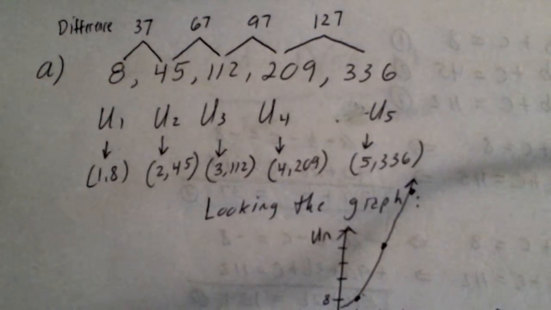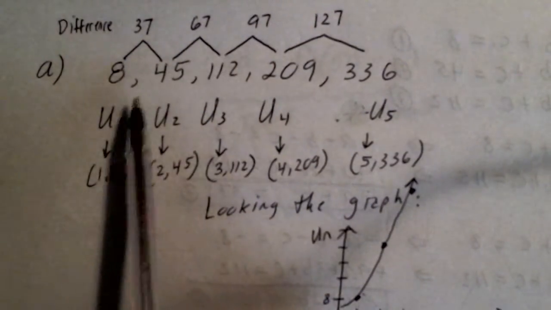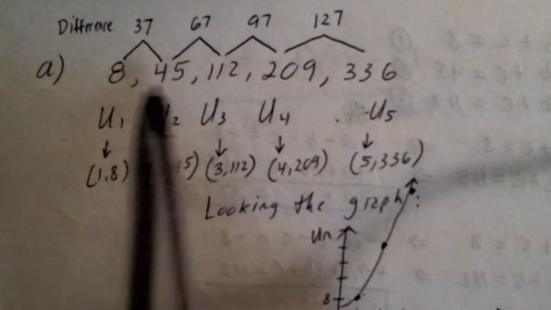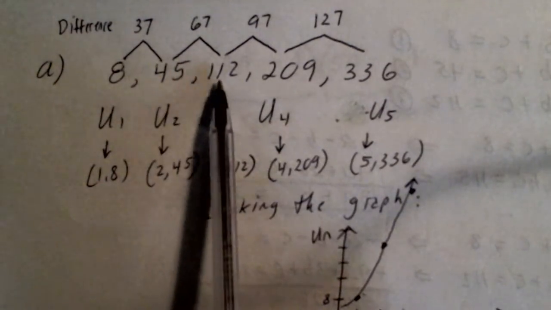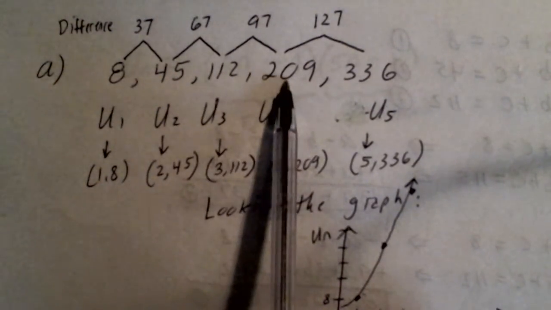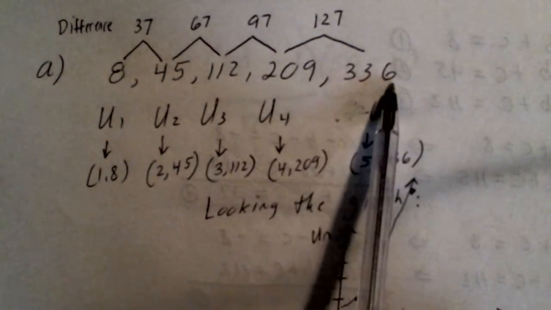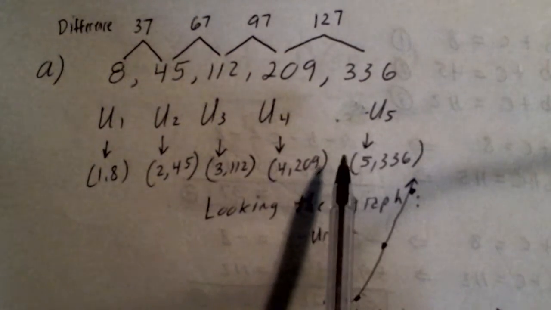Hi there, this is the solution to the cube problem. Notice the first arrangement has 8 cubes, the second arrangement 45 cubes, the third arrangement 112, the fourth arrangement 209, and the fifth arrangement 336 cubes.